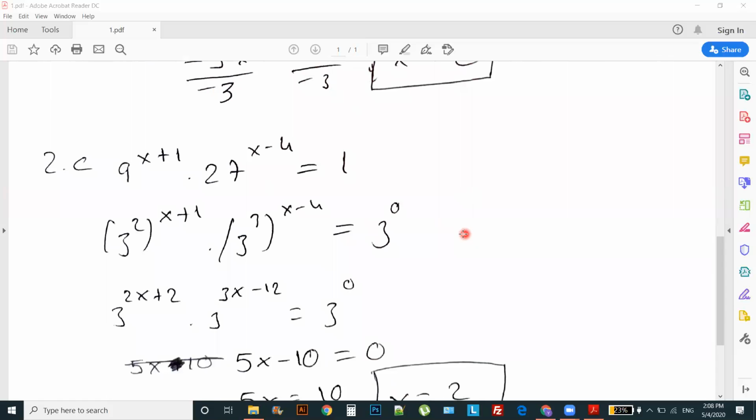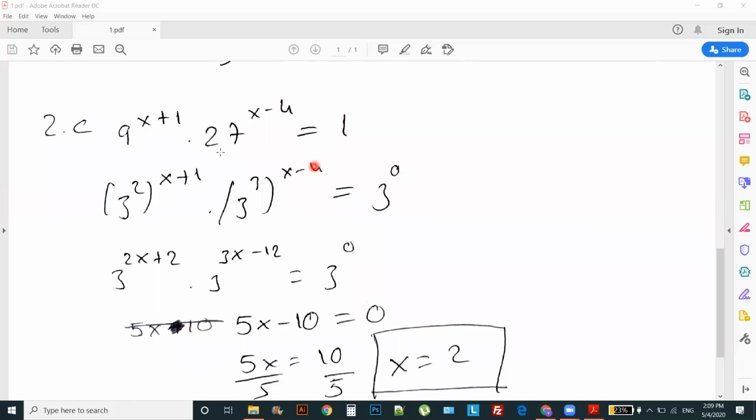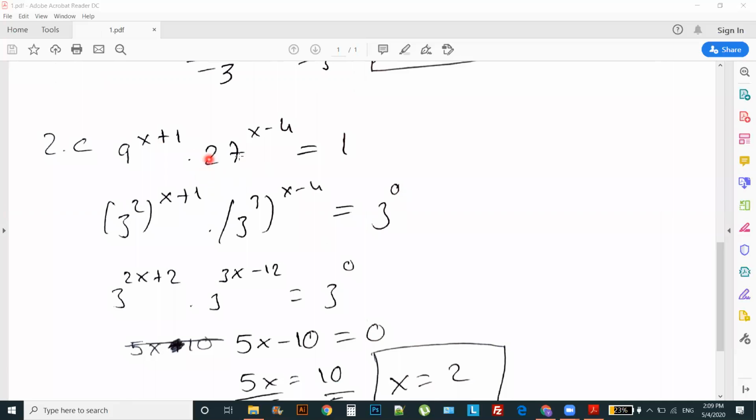Okay. Question 2c, 9 to the power of x plus 1 times 27 to the power of x minus 4 equals 1. Right. So again, what I'm going to do is try to write these numbers in a way that I will have the same bases. So 9, when you write it as an exponent, becomes 3 to the power of 2. Then there's a power on 9, x plus 1. So 3 to the power of 2, to the power of x plus 1, times 3 to the power of 3 for 27. 27, when we write it as an exponent, is 3 to the power of 3. And there's a power on it, to the power of x minus 4, equals 1.